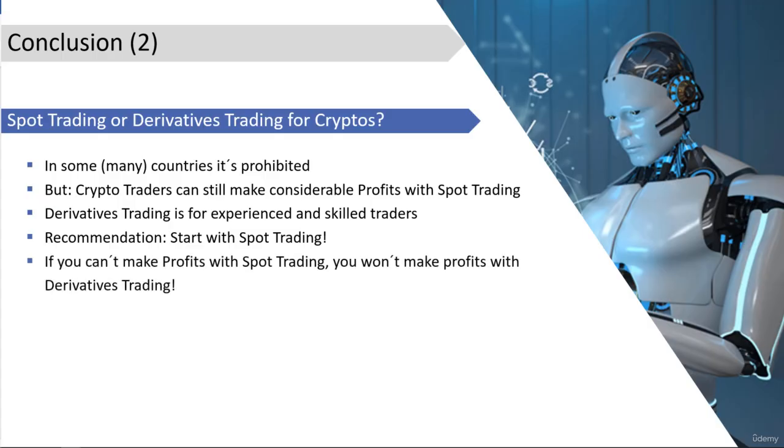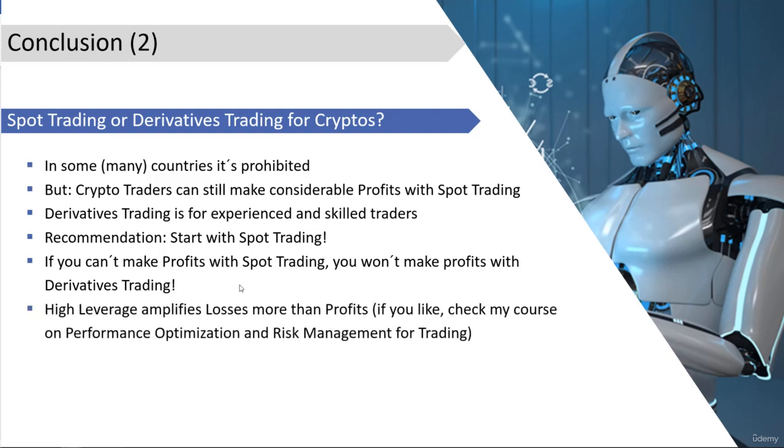And if you can't make profits with spot trading, then you won't make profits with derivatives trading. And in fact, you will make huge losses with derivatives trading. And the reason for this is quite complex, but in one of my other courses on performance optimization and risk management for trading, I demonstrate that high leverage amplifies losses more than it amplifies profits. And this means that a strategy that is profitable without leverage or with low leverage is not necessarily profitable with high leverage. And that's definitely a surprising finding.